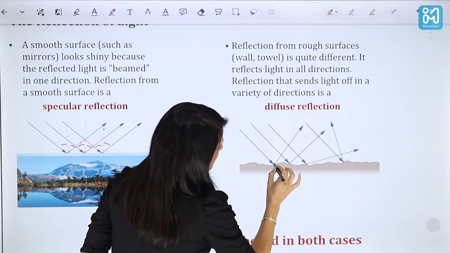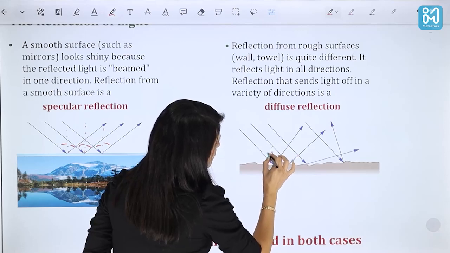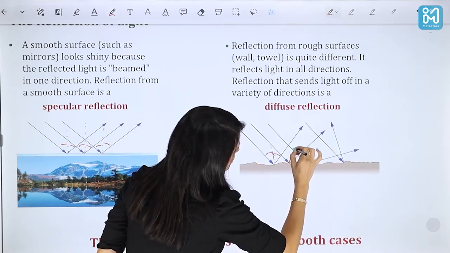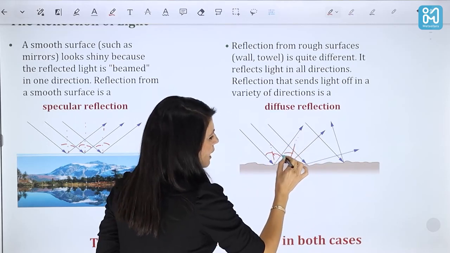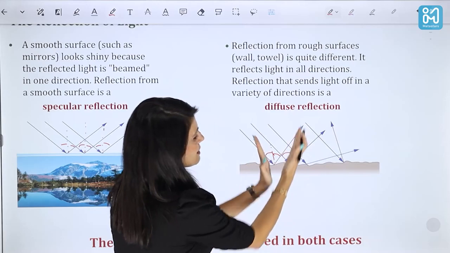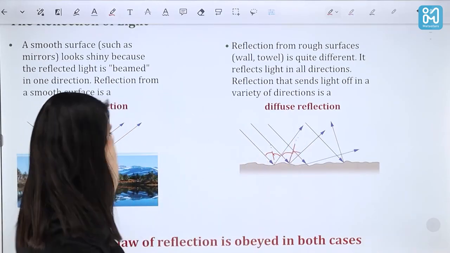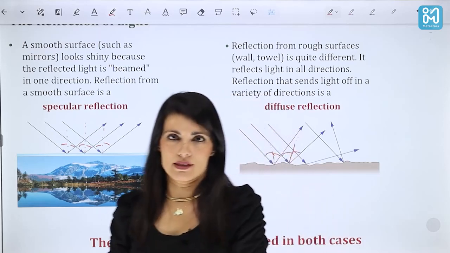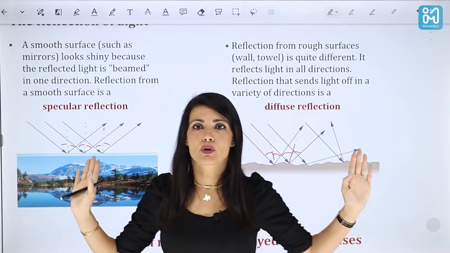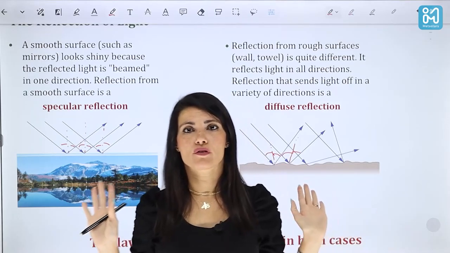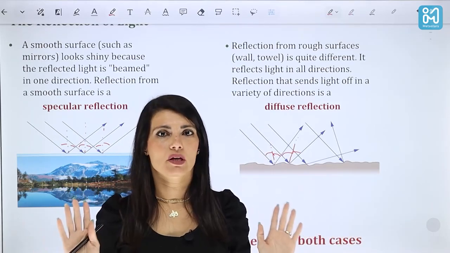So again, here, this is the normal. So theta I equals theta R. But in here, we can say that the normal is now in that direction. So theta incident is equal to theta reflected. However, the normals aren't parallel to each other. Look in here, the normals are parallel to each other. What you need to know is that in both cases, all light rays follow the law of reflection. Theta incident equal to theta reflected.